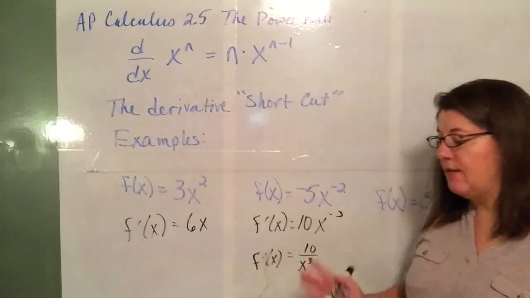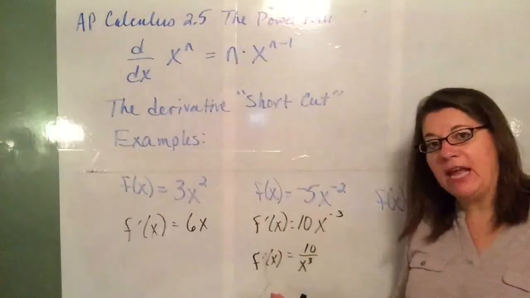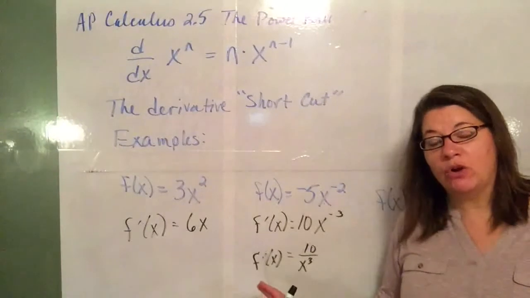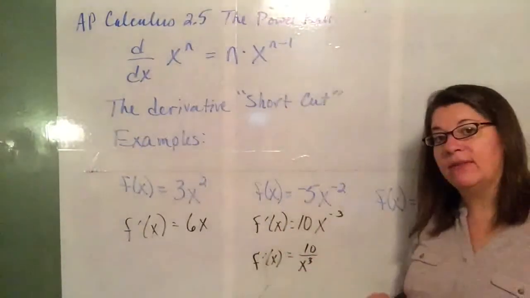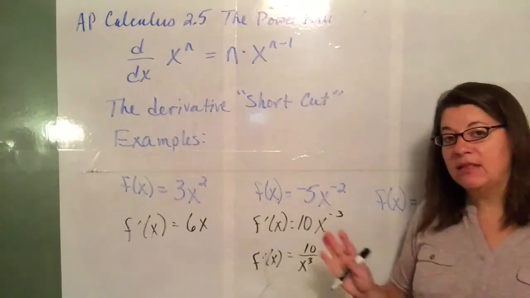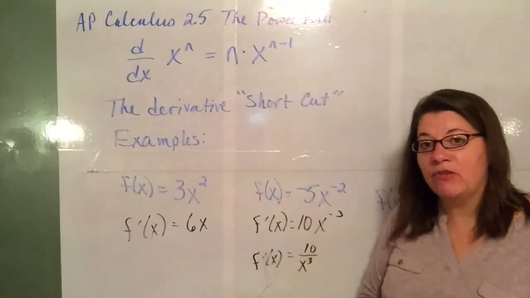And remember, if they ask us to find the slope of the tangent line at a specific value, or a specific x value, we would just plug that x value into the derivative that we got. It is that simple. It's still going to be very easy to find the slope of the tangent line.